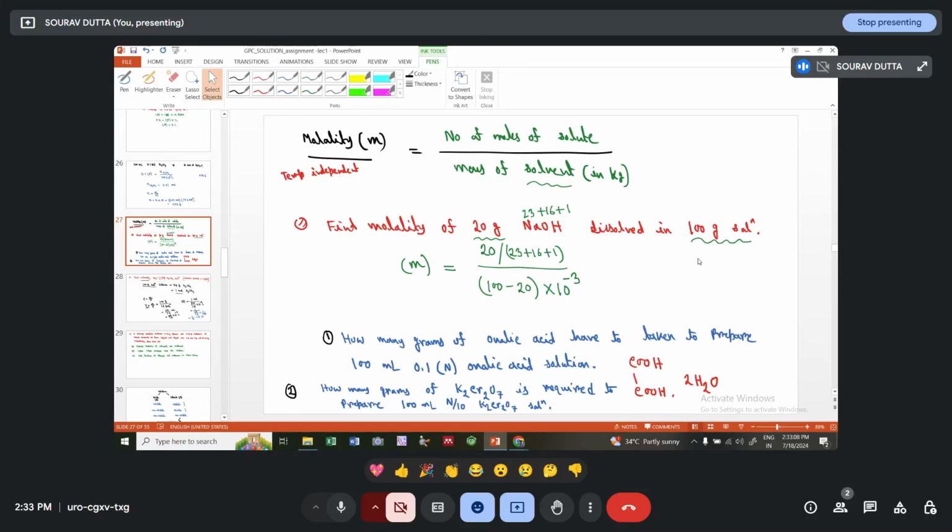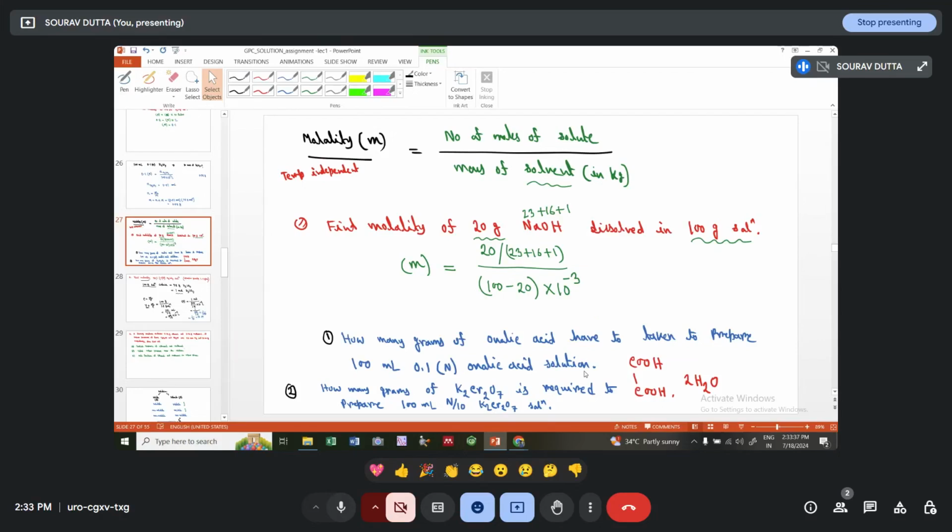The mass of the solvent will be 100 minus 20, that is 80 grams of solvent. But this is in gram unit, and according to our formula we have to take it in kg. So that's why 80 into 10 to the power minus 3. This is the mass of the solvent in kg, and the above part is the number of moles of the solute. You can easily calculate molality.